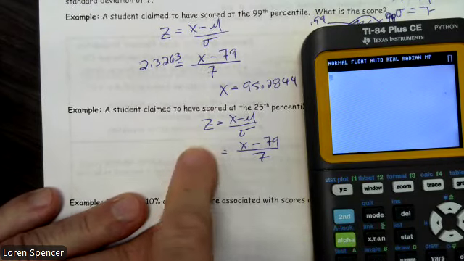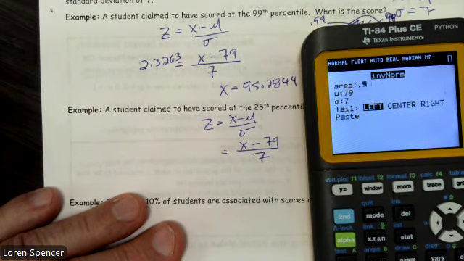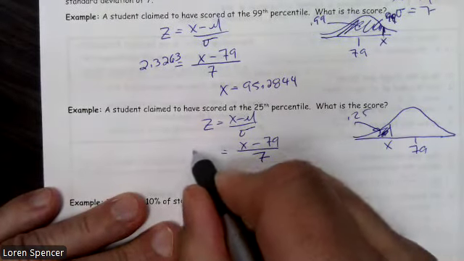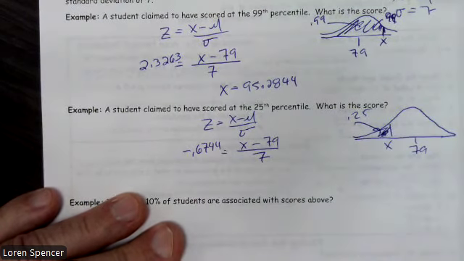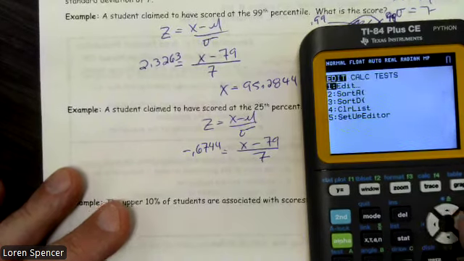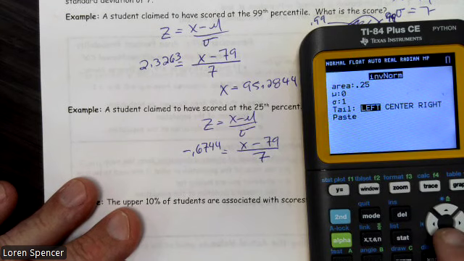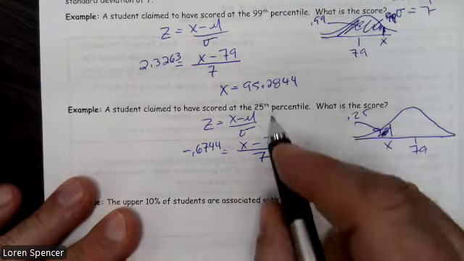So we're going to jump in there and calculate the z-score, second vars, inverse norm, 0.25, coming from the left. We need to turn this to 0 and this to 1. It's real important we get that z-score. And we get negative 0.6744. And it makes sense that it would be negative because we are below the mean. Now, once again, I can solve that by algebra, but I can do it much faster and safer by going second vars, inverse norm, 0.25, mean is 79, standard deviation is 7 coming from the left. And we get that they scored a 74.27.